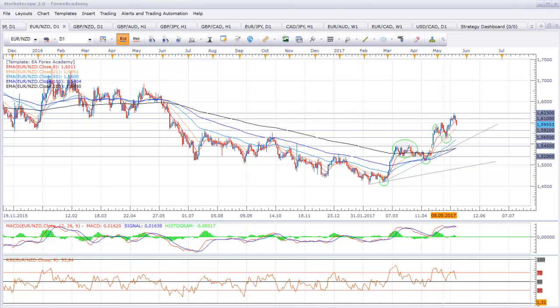Today, the 23rd of May 2017, I continue with the impulsive break. What does that mean? A lot of people ask me, when do you consider that a trend line or support or resistance level is broken? And there is the term impulsive break.